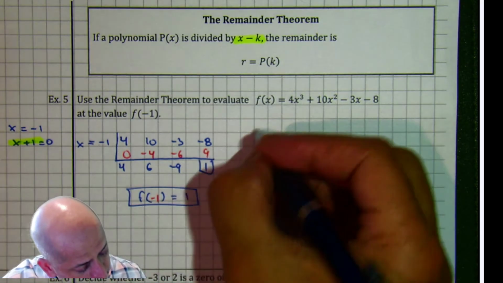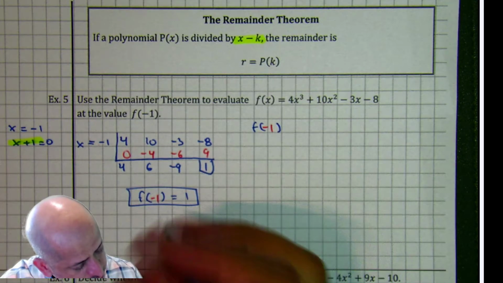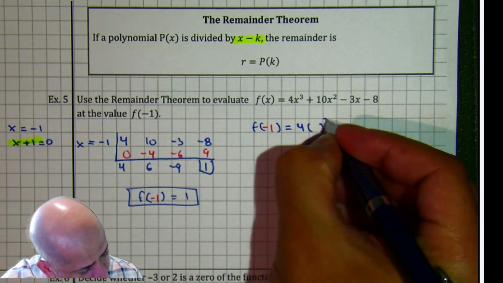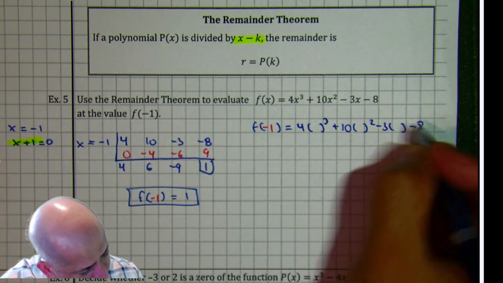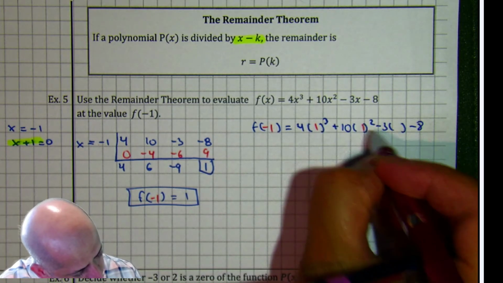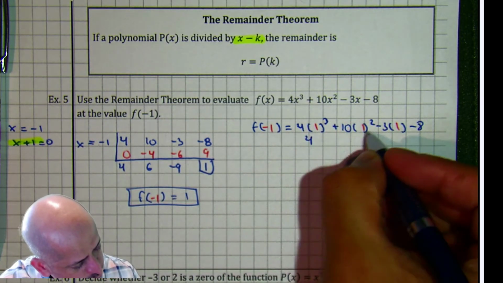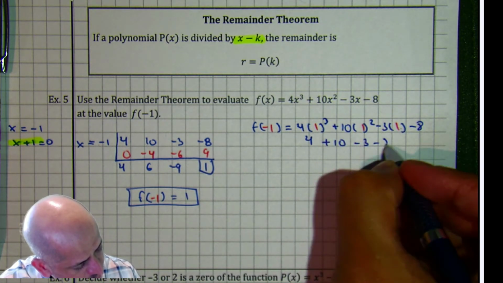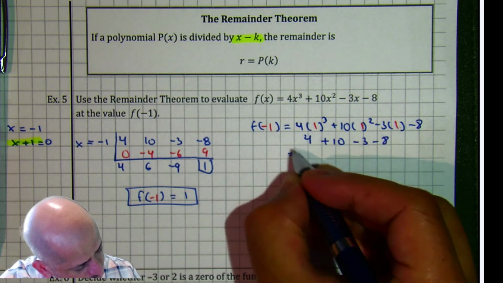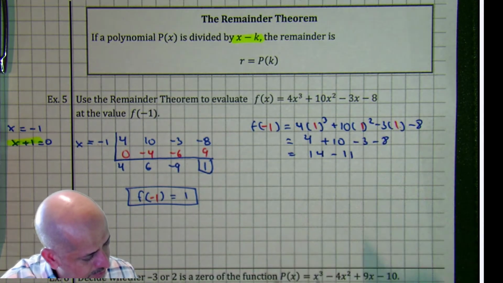So let's confirm it. Let's plug in a -1. According to this, it should give us a 1. So it'll be 4x to the third plus 10x squared minus 3x minus 8. And I'm going to plug in a 1. 1 to the third power is 1 times 4 is 4. 1 squared is 1 times 10 is +10. That gives me a -3. That gives me a -8. That gives me 14 minus 11.